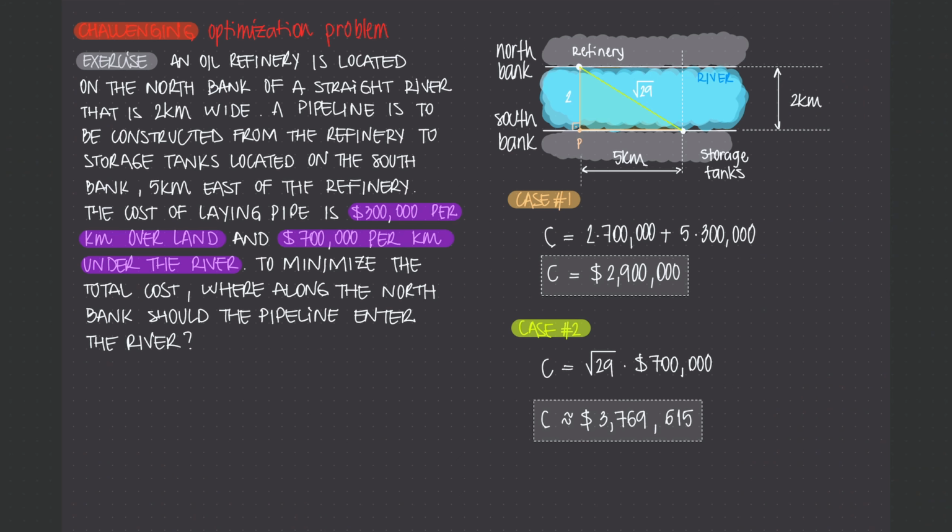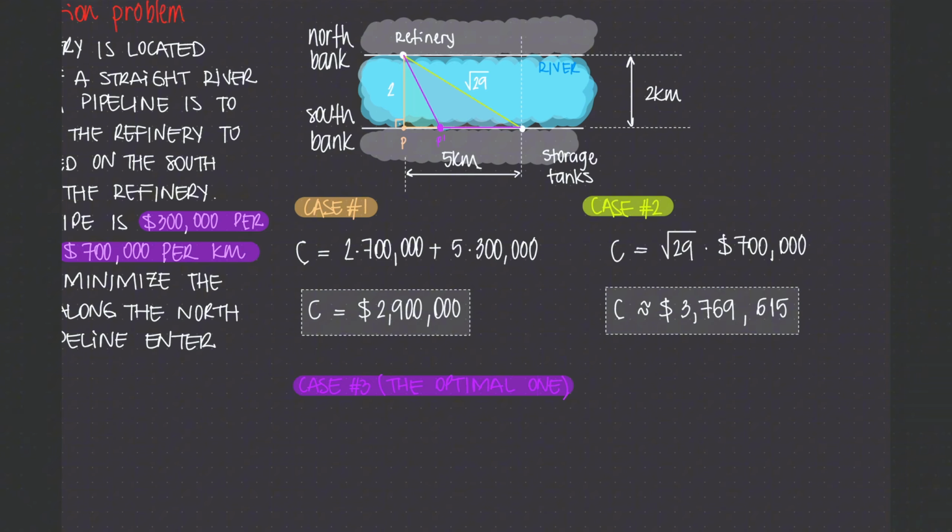Now what we need to think is, could there be a better solution? And the answer for that is yes. And that's where the optimization comes into play. If we select a point in the south bank, which is not as far from the storage tanks as P, and we use it to connect to the storage tanks, then we will find a better solution, one that costs less than $2,900,000. Now, where's that other point located? We have no idea, but we're gonna find out.